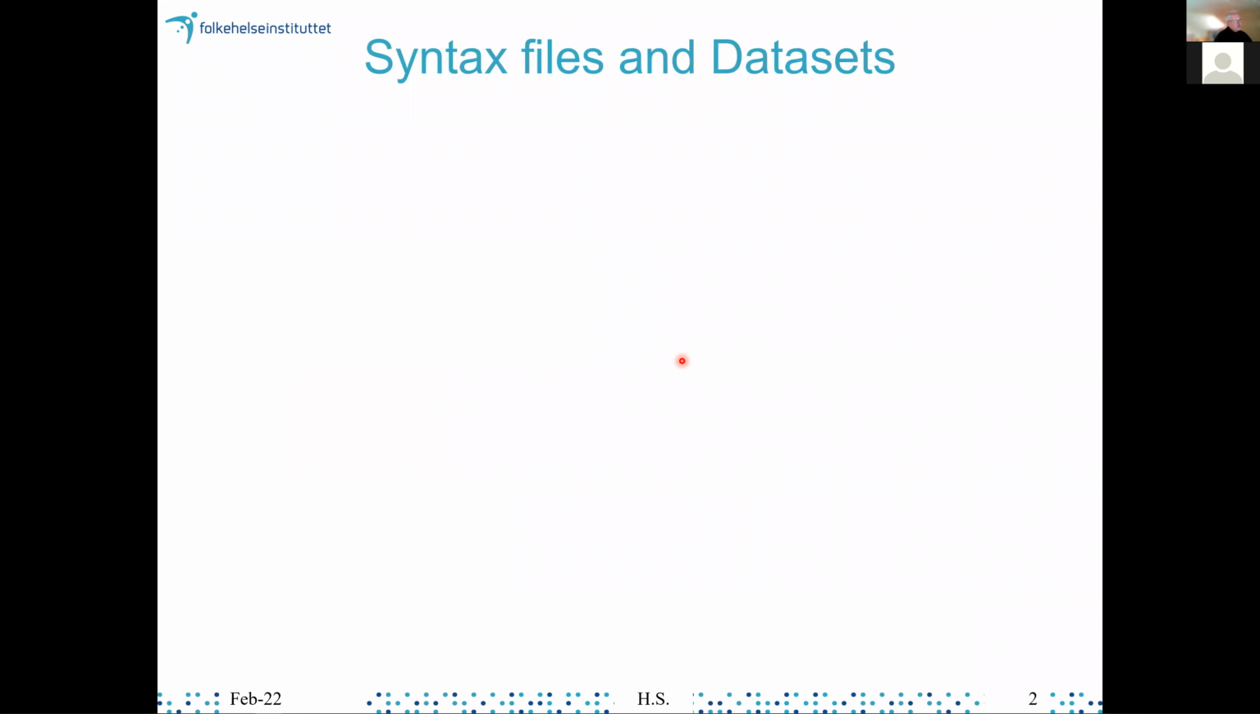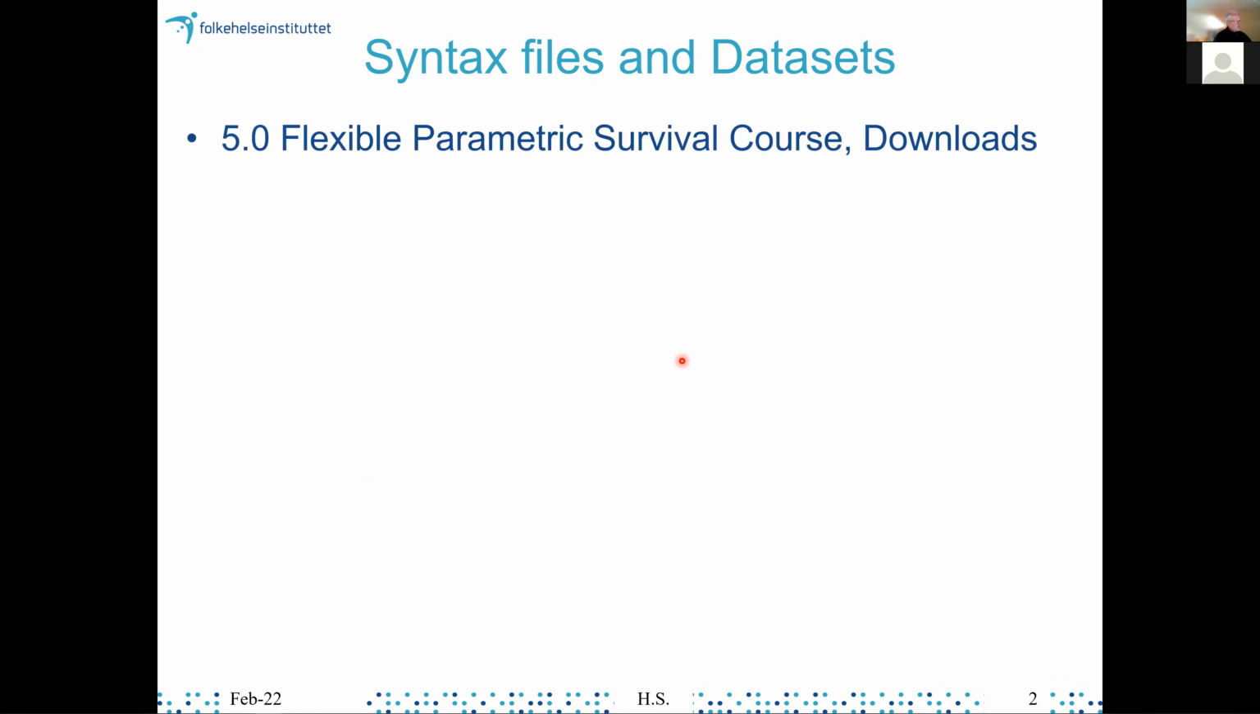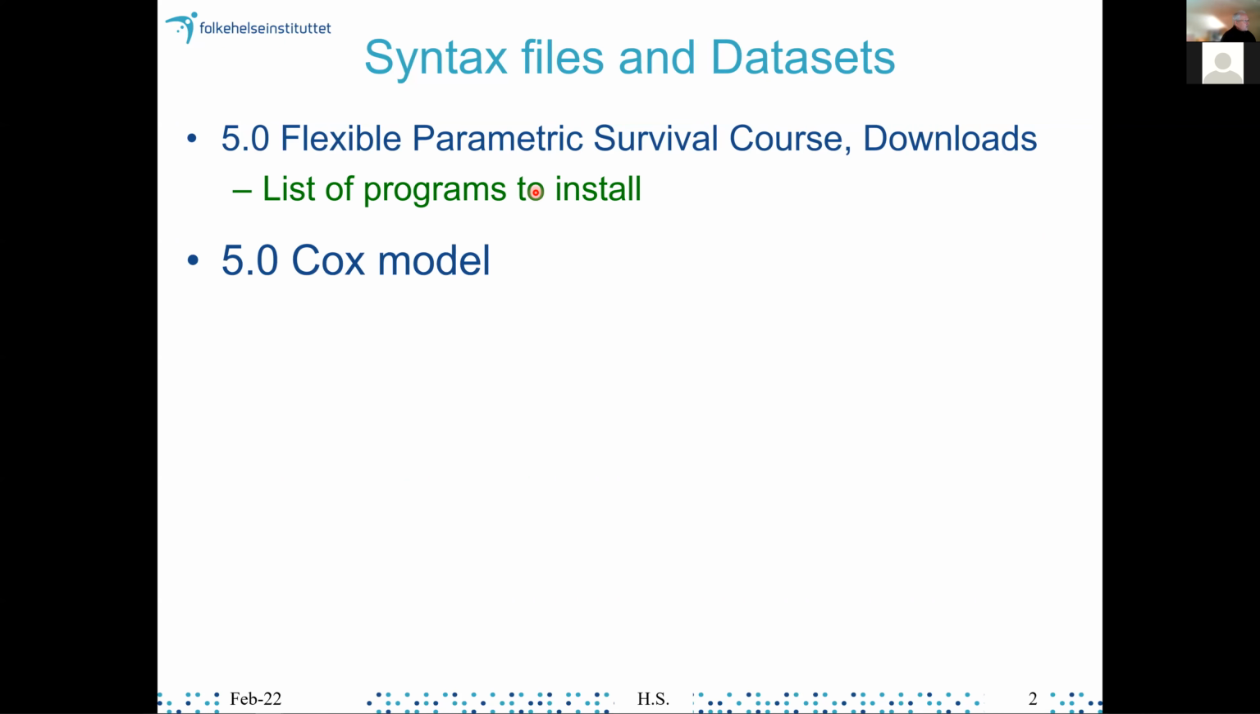So just a few words about the syntax files and the data sets. There is one syntax file called downloads, and it contains a list of programs that you need to install if you want to use the type of methods that I'm talking about here. Then there is one syntax showing you standard survival analysis using the Cox model. And we will cover just a little part of that. And then the main part of the course will be about flexible parametric survival models.